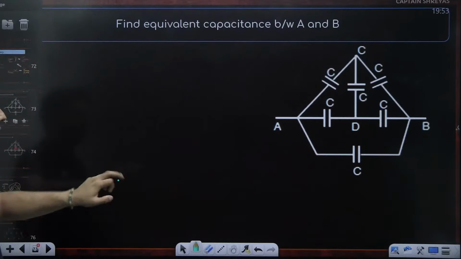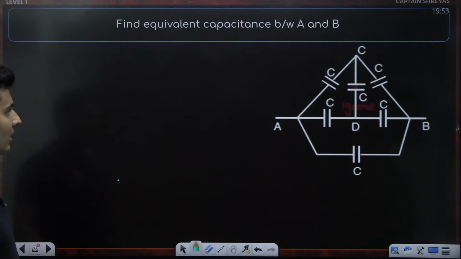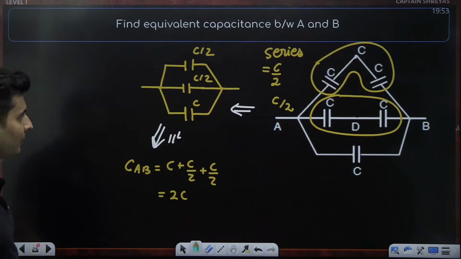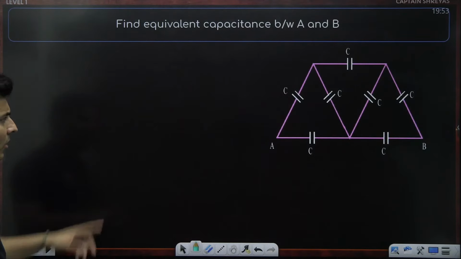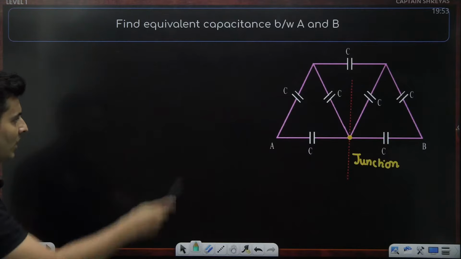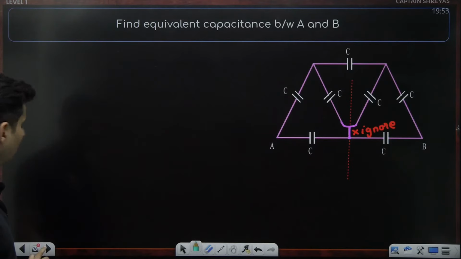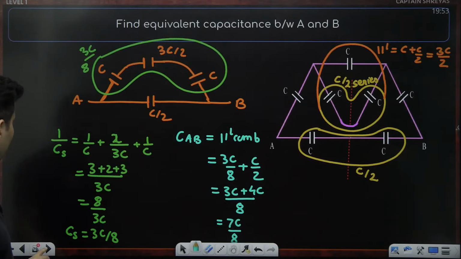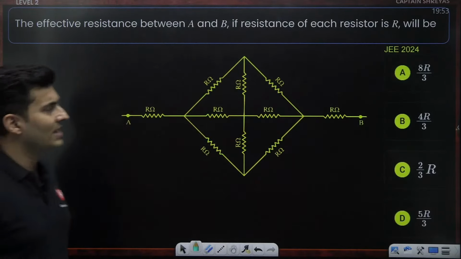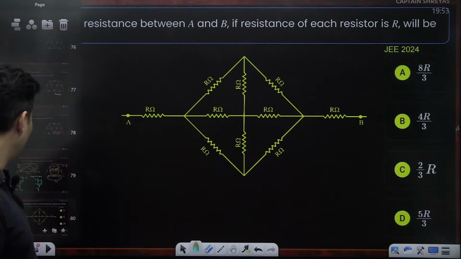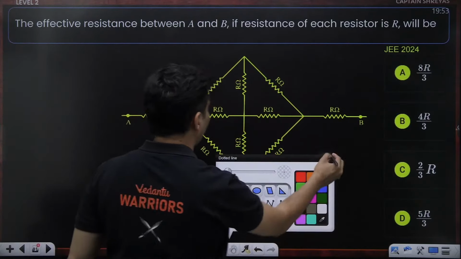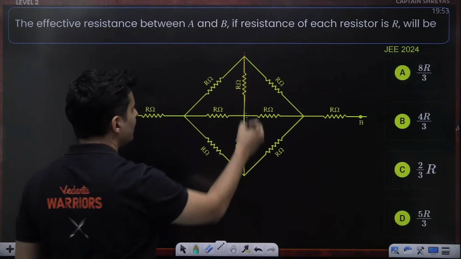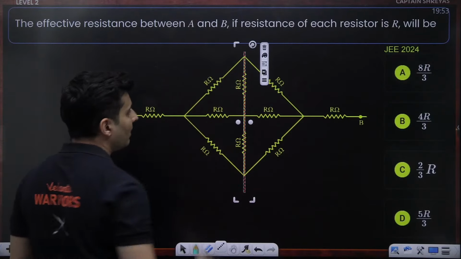So I have shown you a problem where you actually have a device on the line of symmetry, you ignore it and solve it like a simple series problem, parallel problem. Or when you have a junction, no issues, you stretch it, ignore it, redraw it with series parallel and solve it. There was one more question which was asked in JEE 2024. I think we will be able to easily solve this particular question. I think there is a quick line of symmetry which you can easily see over here in this particular problem.